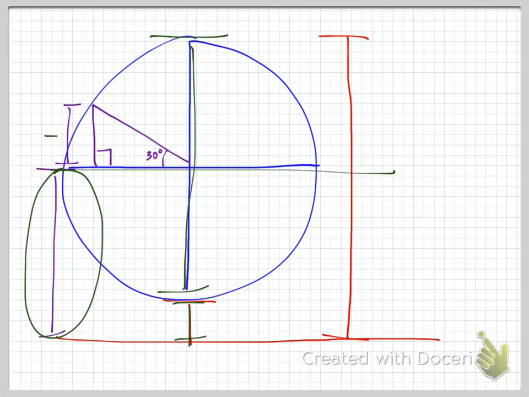And so then you're just going to find that side of the triangle again. You know the hypotenuse because that's the same as the radius of the Ferris wheel. And then there's your total height right there. Hope this helps.